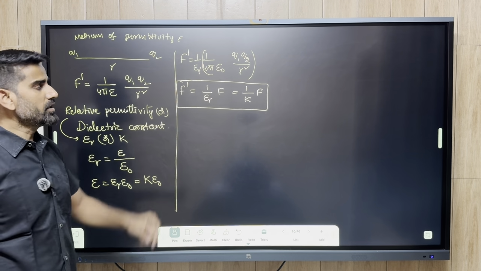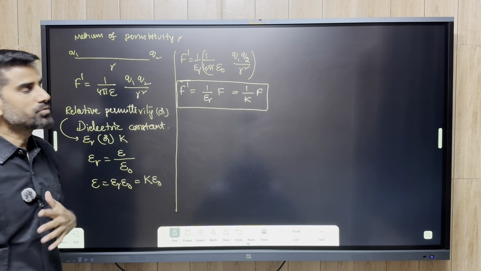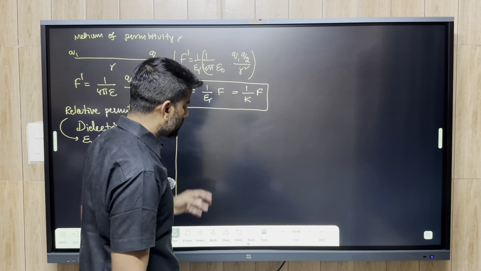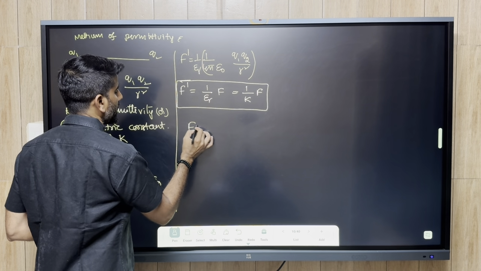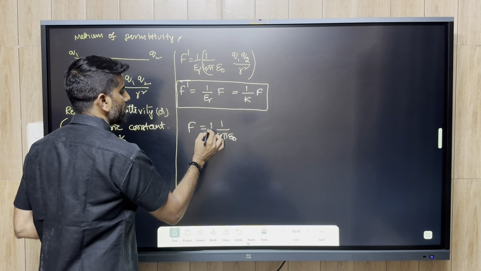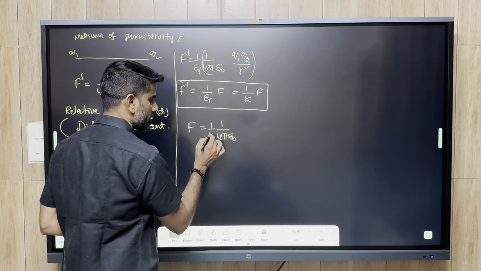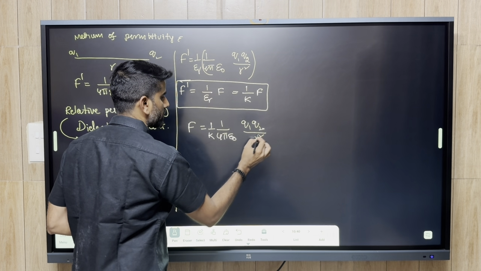Okay, so these are the basic information about Coulomb's law. Now coming to the overall equation for the electric force between the two charges. This force F is equal to 1 by 4 pi epsilon naught times 1 by K. Here this is capital K, again I am repeating, q1 q2 upon r square.